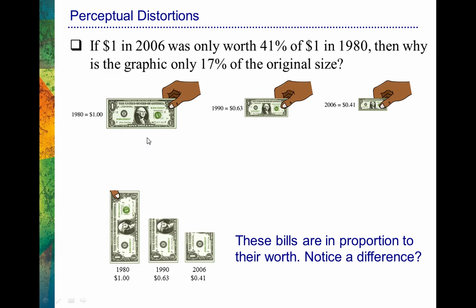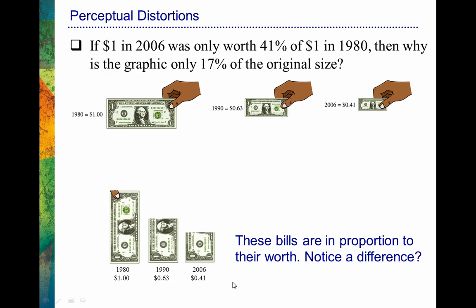We could take those segments that I created and put them into essentially a bar graph. And now we can see that these bills are in proportion with how much their spending power is worth. You'll see a big difference. This tells a very different story compared to what we see right over here.